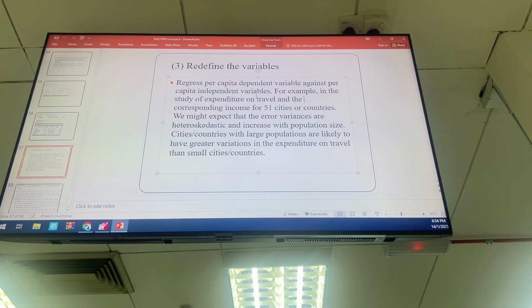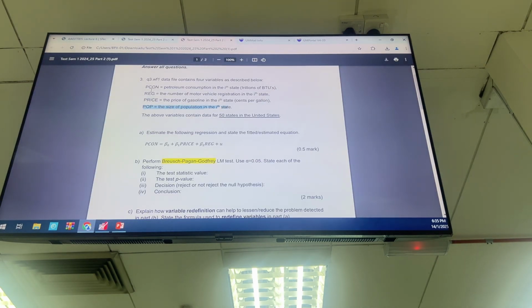So in this case, we just regress the variable that is affected by the population. The variable is divided by population only for the case where the variable is affected by population. So in this case, consumption is affected by the size of the population, the size of the state. The motor vehicle registration is also affected by the size of the state, but price is not. So we just need to redefine this one as well as this one.